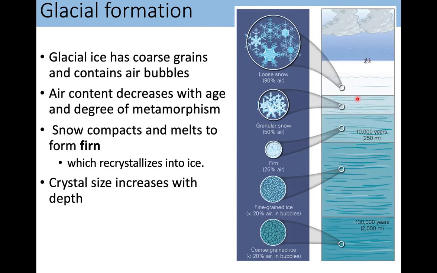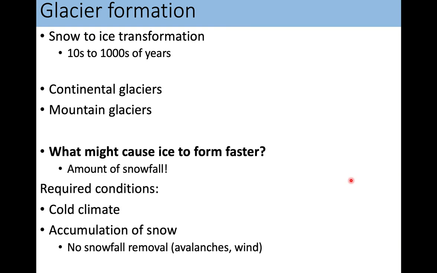Because as we saw here, we need to bury these layers of snow for them to become ice, which means we need snow on top of our layer of snow to actually create ice. So we need constant accumulation of snow to continually make ice. And also no removal of snowfall, so no avalanches or wind blowing the snow away.